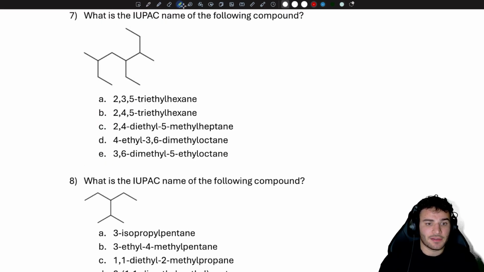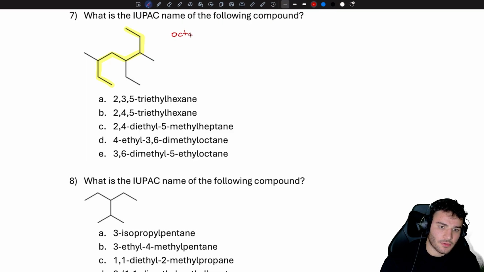Question 7, we're doing the same thing, just finding the IUPAC name. Again, let's find the parent chain. So it looks like it might be from here. 1, 2, 3, 4, 5, 6, 7, 8. Okay. 1, 2, 3, 4, 5. No. 1, 2, 3, 4, 5, 6. No. 1, 2, 3, 4, 5, 6, 7. Nope. So it does look like this would be our longest chain. Now let's write down our parent chain octane onto the side. Somewhere, octane, so we don't forget.